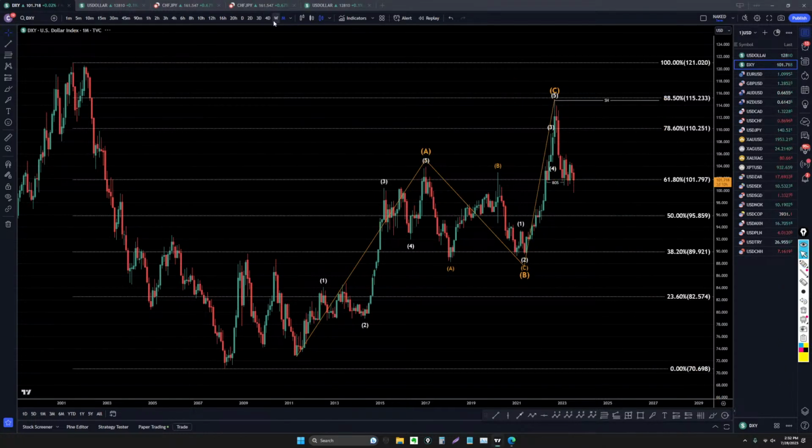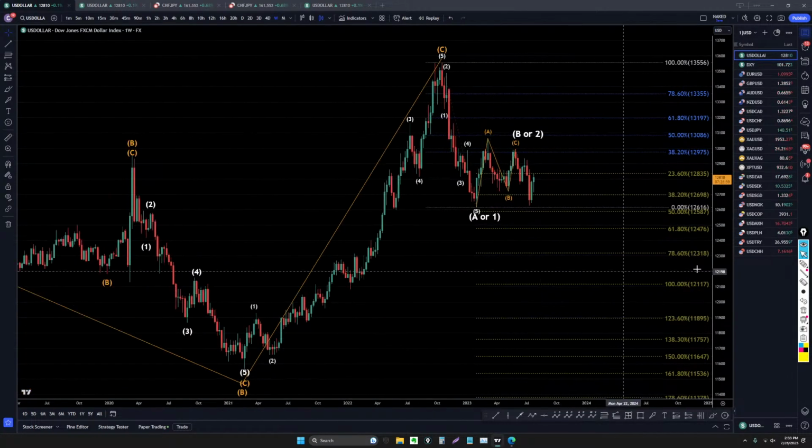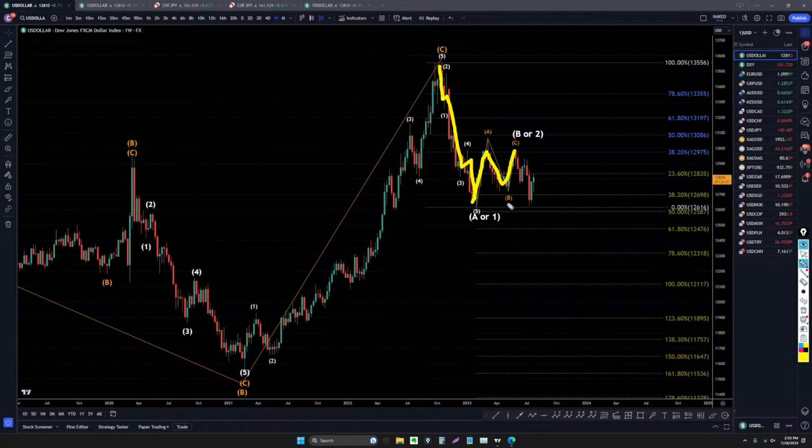So let's head down to the weekly time frame and switch back to the dollar index, which I do trust much more than the other one. I still believe that this right here is a downtrend. I think it's a 1, but it could be an A. I still think this is a 3-wave pattern up. I think it's a 2, but it could be a B. Price is definitely respecting the 38% Fibonacci retracement of this last move down.